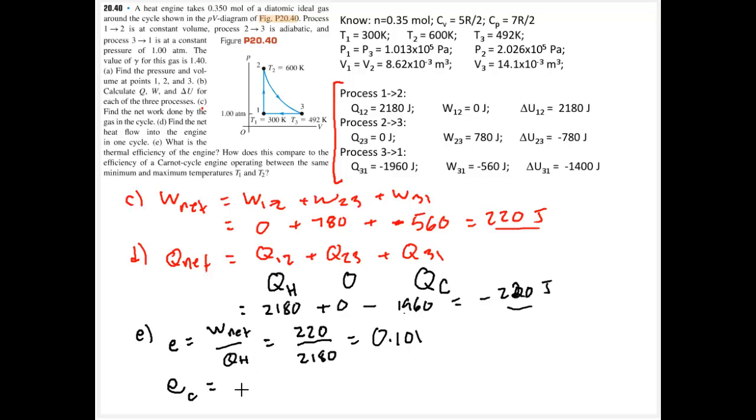We're asked to compare this to the efficiency of a Carnot engine, which is going to be the most efficient one that we could possibly have. Operating at these two temperatures, the efficiency is simply going to be 1 minus the temperature cold divided by the temperature hot, and I know what these temperatures are. The temperature cold is going to be 300 degrees Kelvin, the temperature hot is going to be 600 degrees Kelvin, and I'm going to come up with 0.5 for the efficiency of the Carnot cycle, much more efficient than this engine right here.